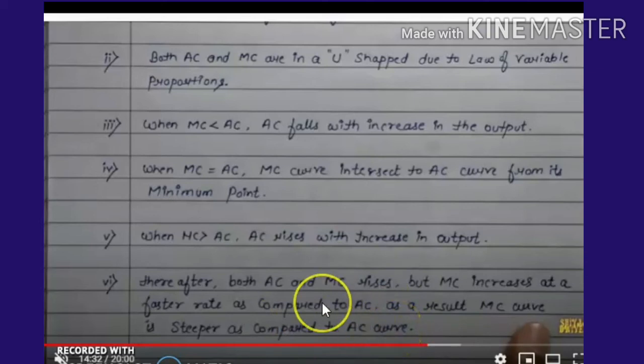It may be reflecting the total production, or we can say the law of variable proportion, how it operates. It may be reflecting in the cost spent, and it may be reflecting in each stage of cost spent.